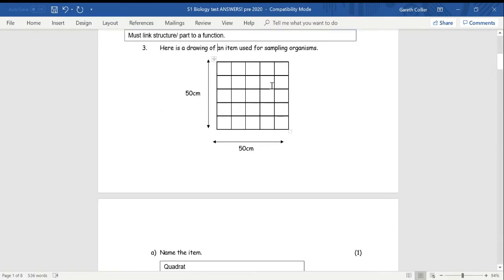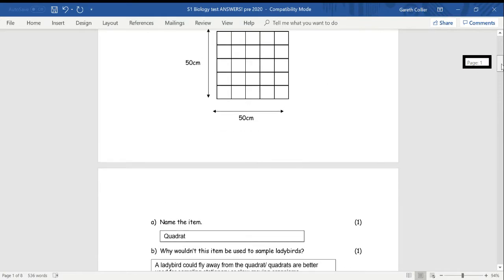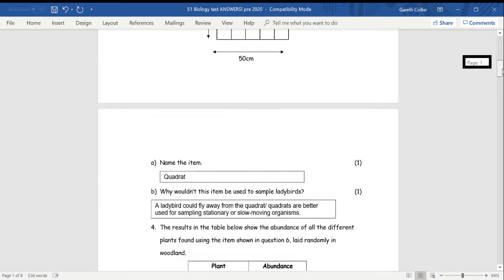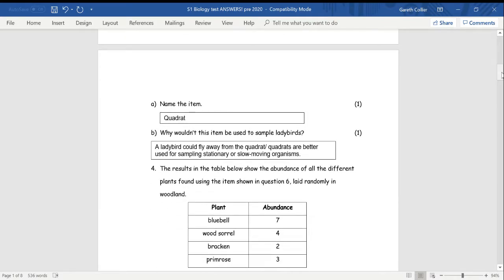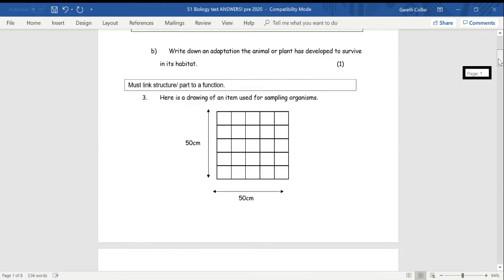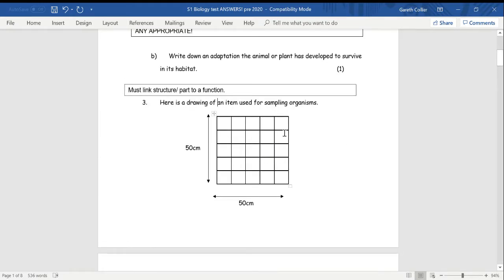So here is an item that we use for sampling organisms. And most of you hopefully know that that item is called a quadrat. You wouldn't use it to sample things like ladybirds because they can fly away from the quadrat. So it's better to use a quadrat for things that don't move, so plants and fungi. Very good. Or things that move very, very slowly.